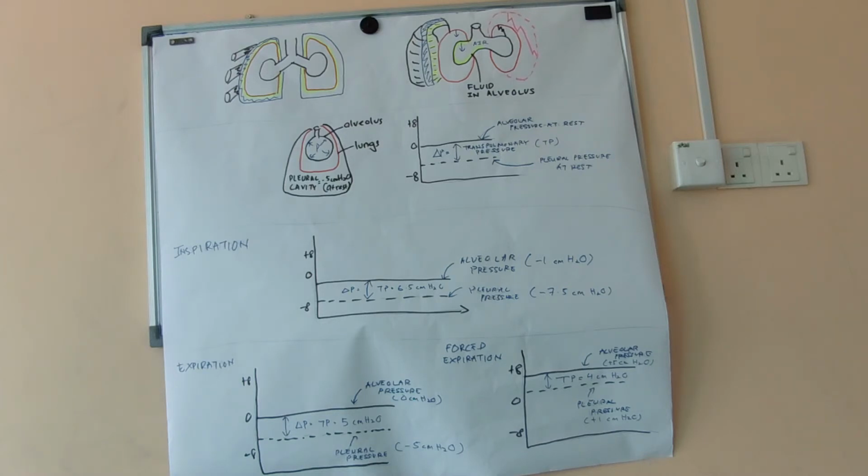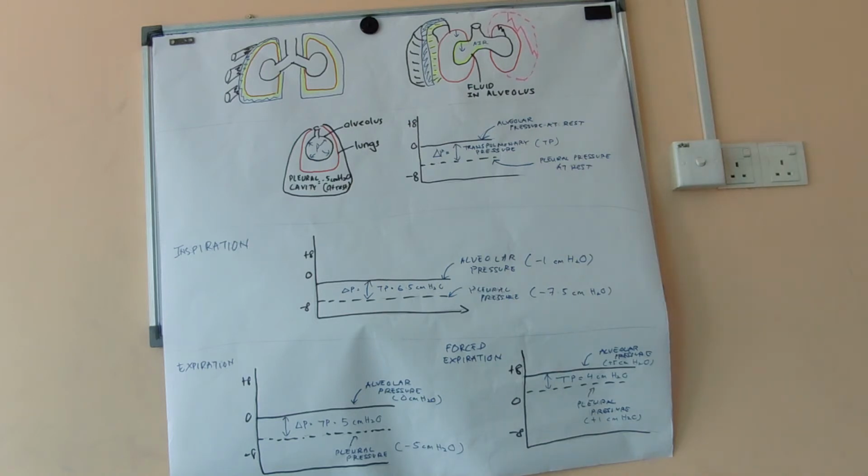The first and most important one that we are going to talk about is the transpulmonary pressure. What is meant by transpulmonary pressure? Basically, when you are inhaling, the chest is pulling the cavity outwards. The cavity has a negative pressure which pulls the lungs outward, causing the alveolus to pull open.